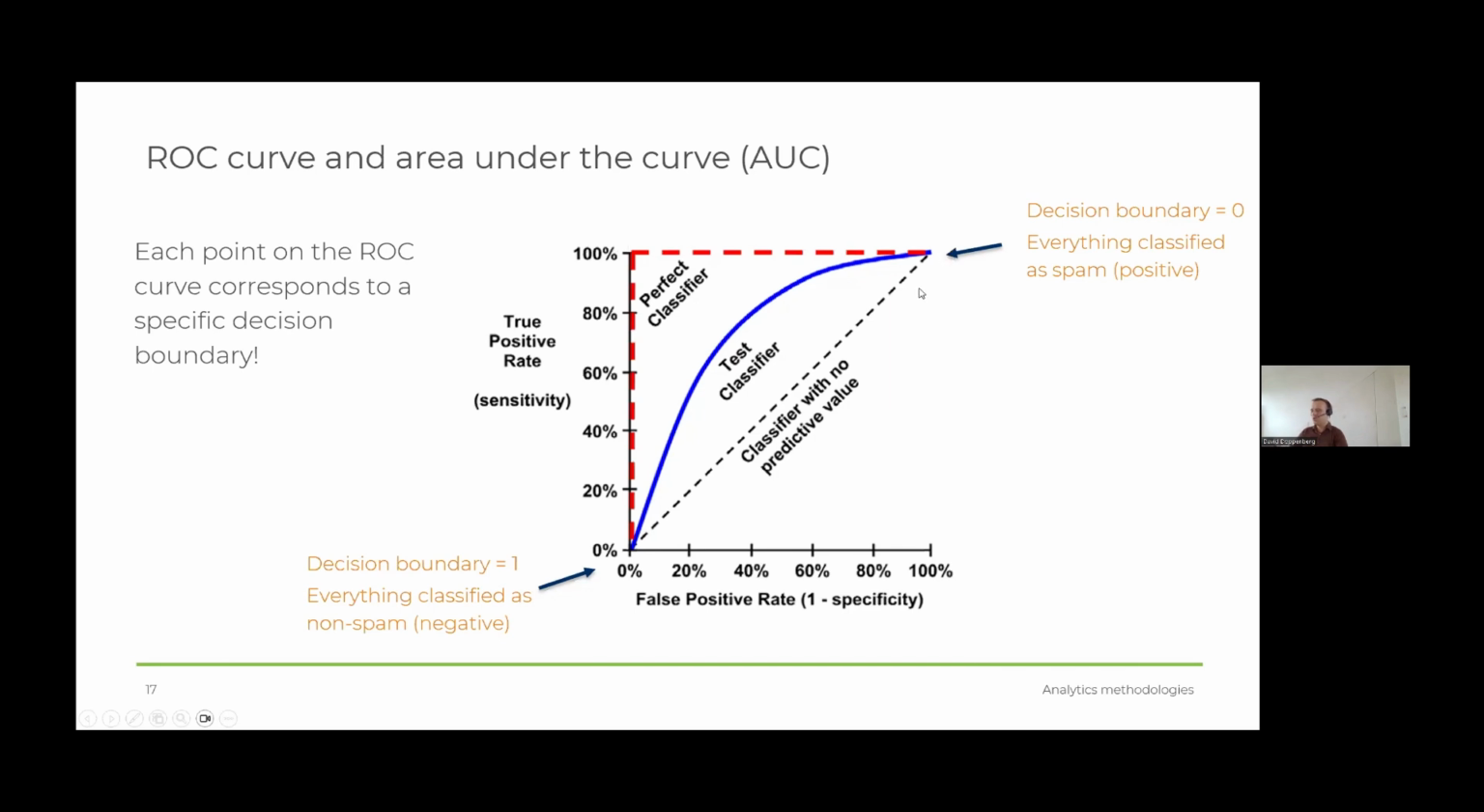And then whenever you start lowering your decision boundary, of course, you will start to make, sorry, I mislabeled that. The idea is at least that your true positive rate skyrockets to 100%.